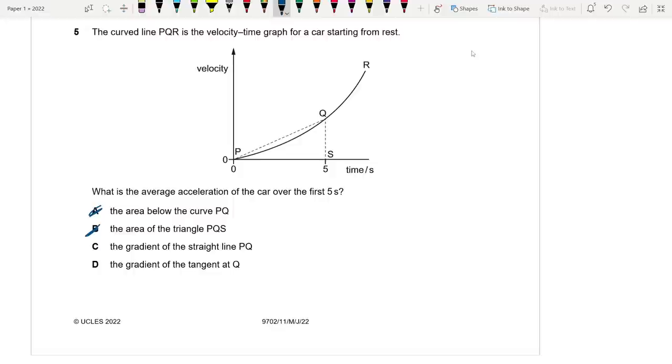What is average acceleration, by the way? Average acceleration is total change in velocity divided by total time taken. So the gradient of the tangent at Q won't give us the average acceleration; it will give us the acceleration at Q. If we want the average acceleration, we want a relationship between P and Q. So it will be the total change in velocity between P and Q divided by the time taken. We should connect those points and find the gradient of that line. That should give us an accurate representation. So 5 is C, right?